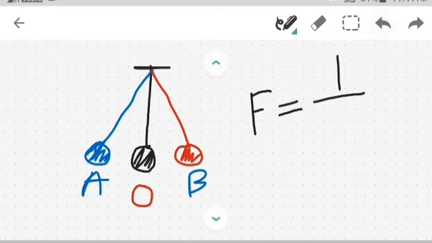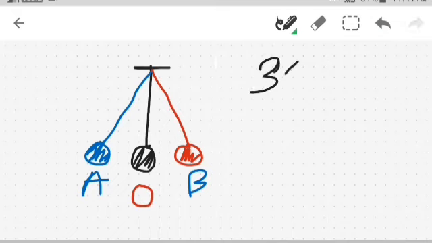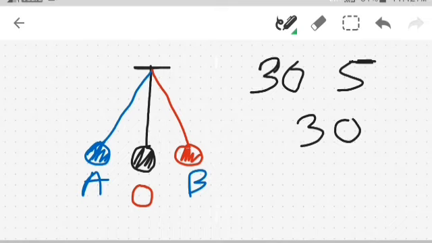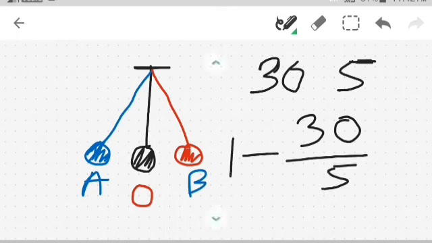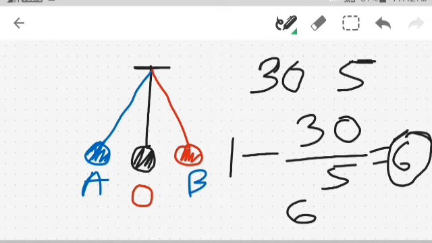Now I give you an example. If this pendulum oscillates 30 times in 5 seconds, then in 1 second it will oscillate 30 by 5 times, that is 6. So this is the frequency. The frequency is 6 Hz.